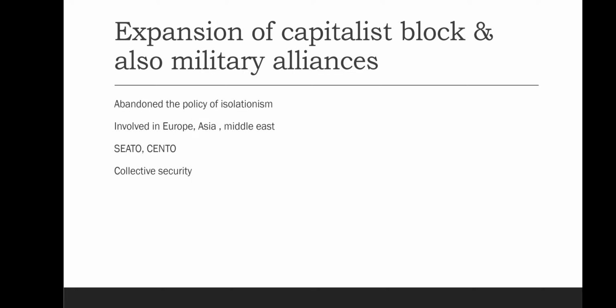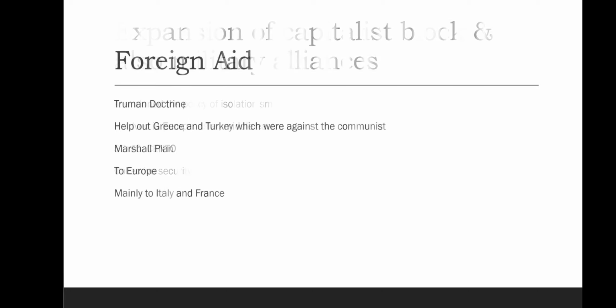Once it had adopted isolationism, now it shed that off, and it involved itself in Europe, Asia, and the Middle East. It introduced different kinds of pacts and organizations like SEATO, CENTO, and also used collective security as an instrument for the promotion and expansion of the capitalist bloc. Those were the hallmarks of America's foreign policy objectives.